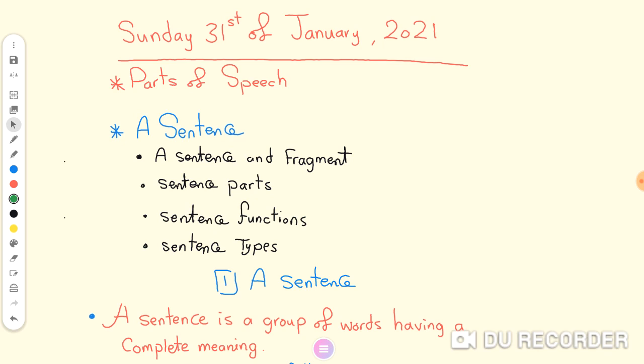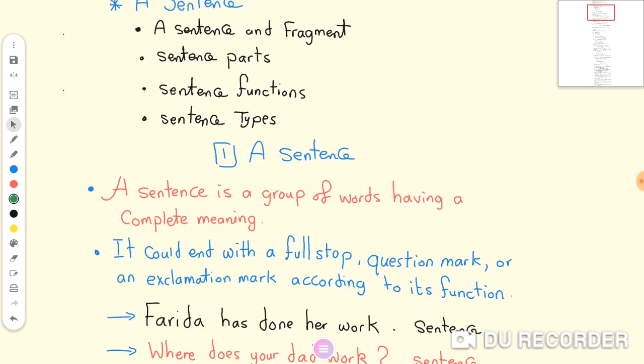For the third quarter, we will start learning everything related to a sentence. So we will learn what is a sentence, number 1, and then the difference between a sentence and a fragment, sentence parts, sentence functions, and sentence types. Let's start with part number 1.